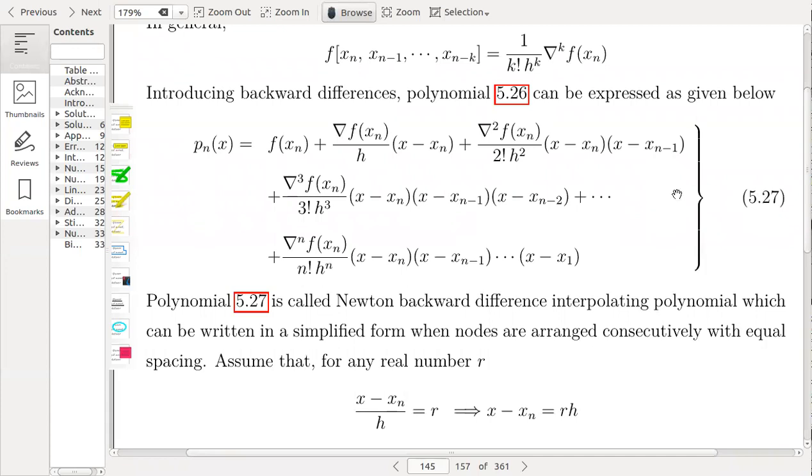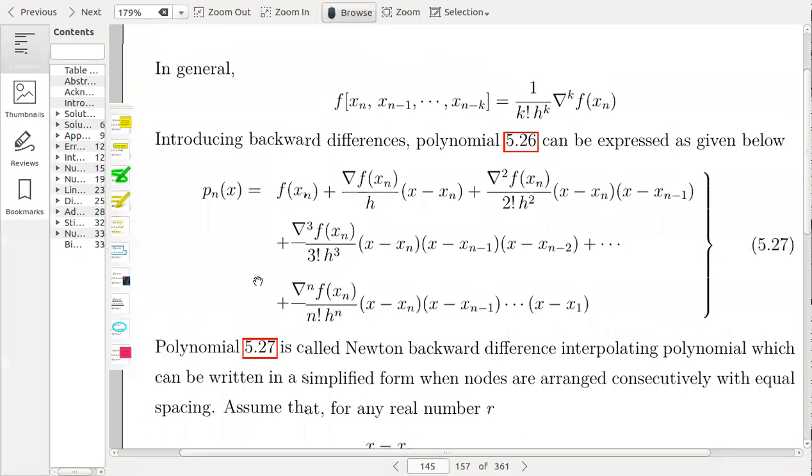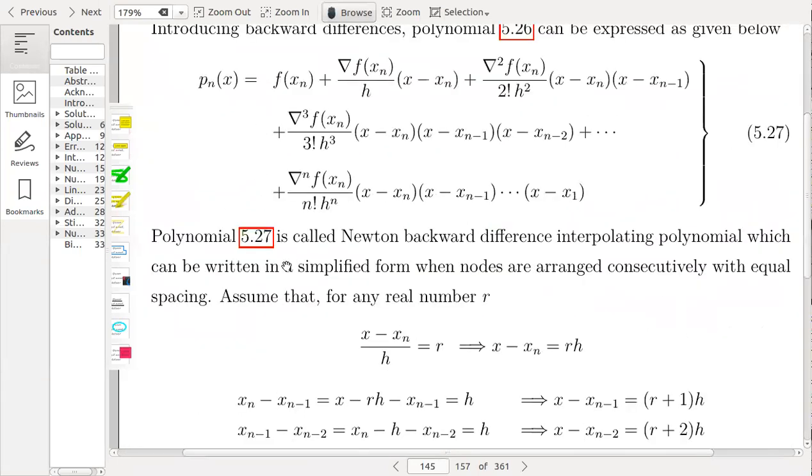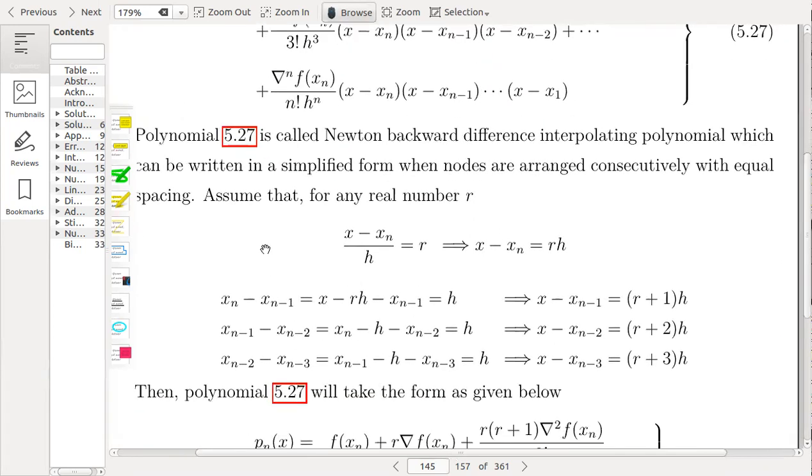This polynomial, that is 5.27, is called Newton's backward difference interpolating polynomial, which can be written in a simplified form when nodes are arranged consecutively with equal spacing. So we can suppose that the difference between two consecutive nodes, that is the points of the domain, or the values of x, are equally spaced. Then this polynomial can be simplified into a very good form.